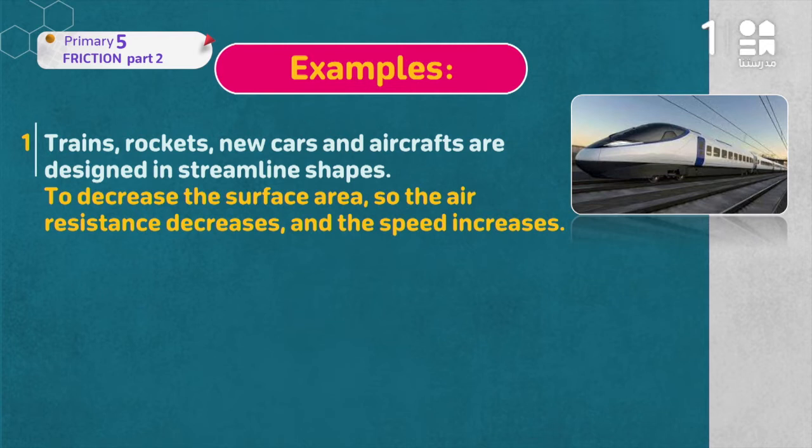For example, here we have the train, and we can see its shape. We call this a streamlined shape. Why is the train designed in a streamlined shape? It is designed in a streamlined shape to decrease the surface area. So the air resistance decreases and then the speed increases.